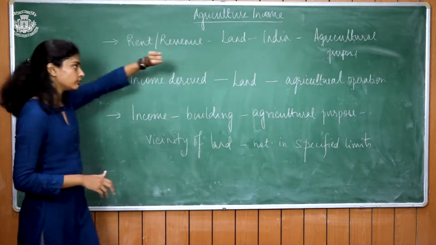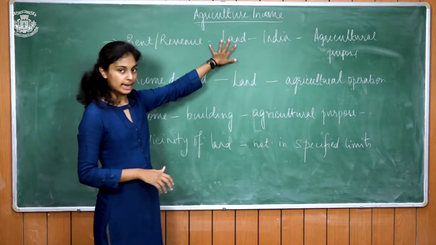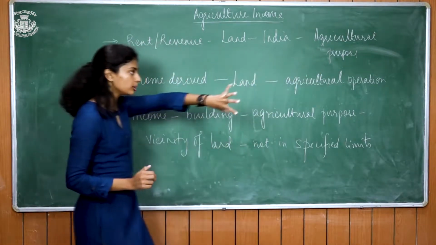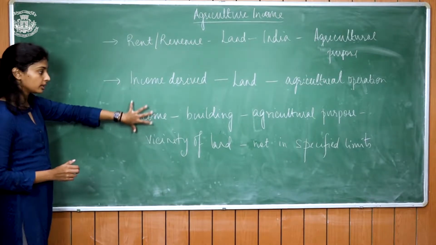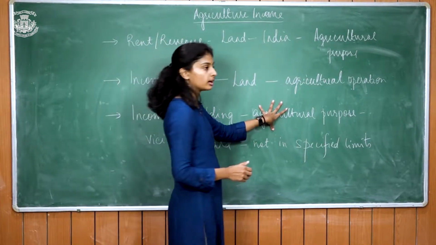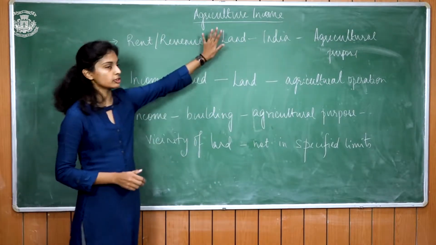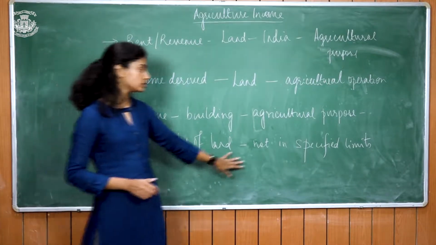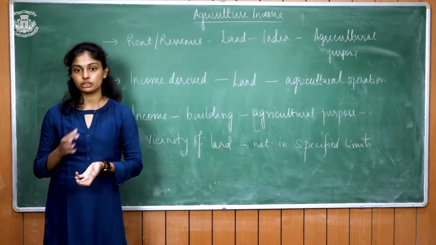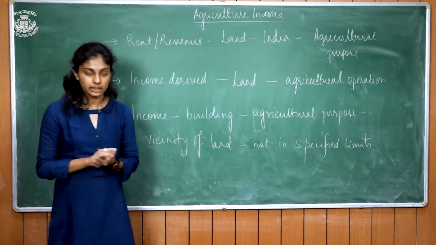The second part of the definition deals with the income which is derived from such land which is used for agricultural operations. And the third part deals with the income which is derived from a building which is used for an agricultural purpose, is situated in the immediate vicinity of such land, and is not situated in any specified limits. Now let's try and understand this definition in detail to see what is an agricultural income and what is not an agricultural income.